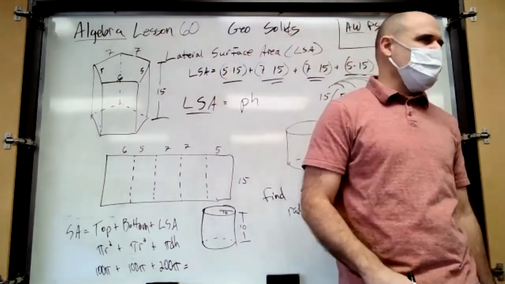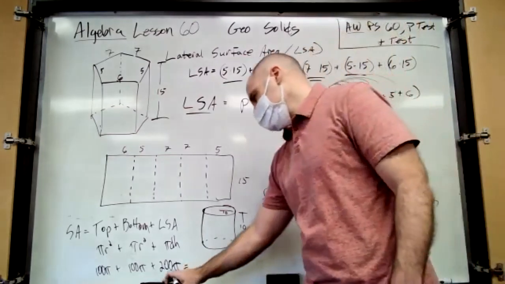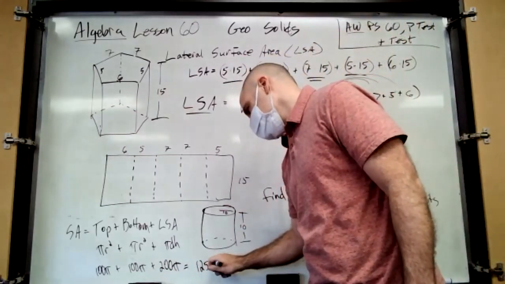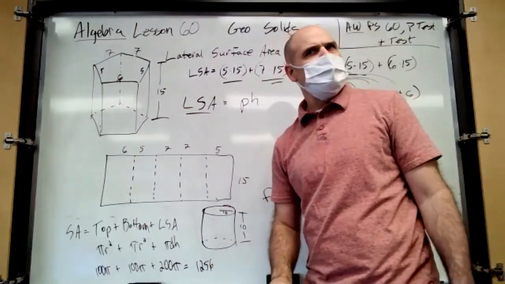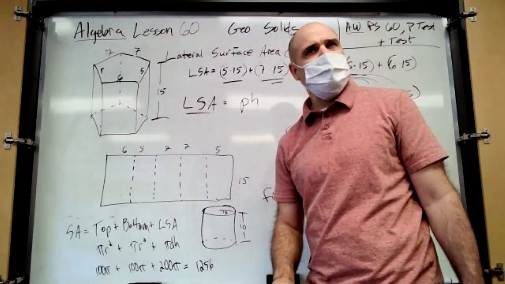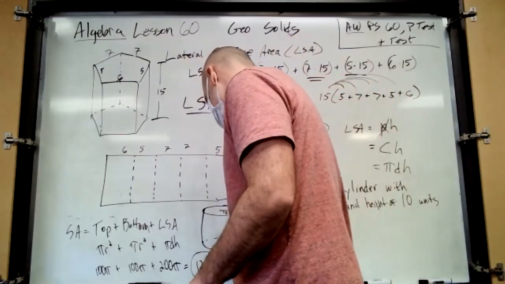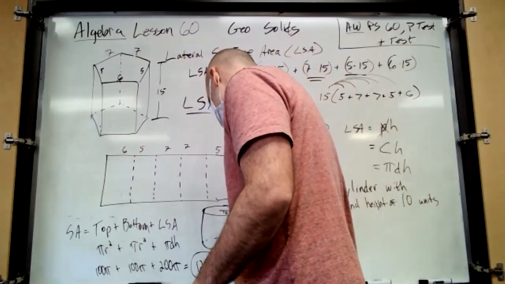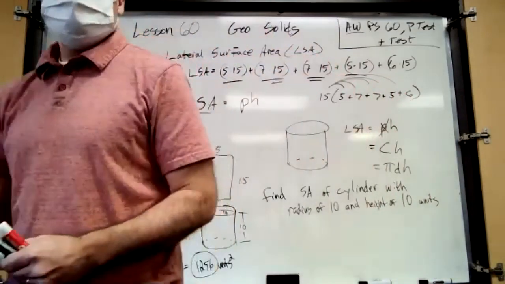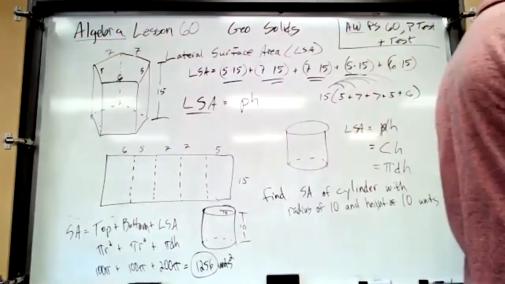Well, when you multiply 3.14 times 400, you get 1,256, right? Was that right? 3.1, yep. Okay, so that's units, so we'd say square units. Okay, that's about it.